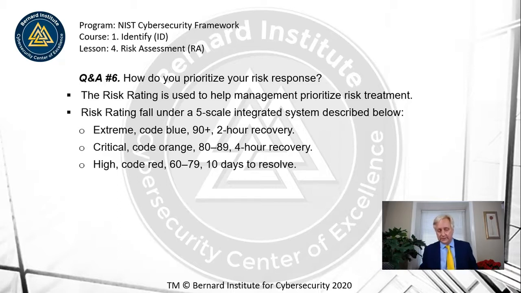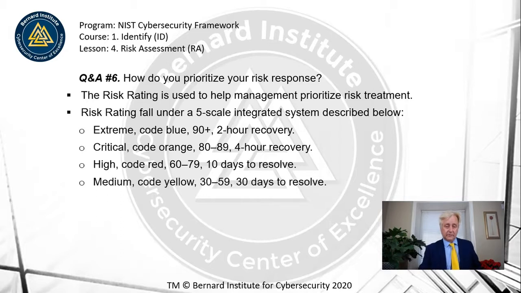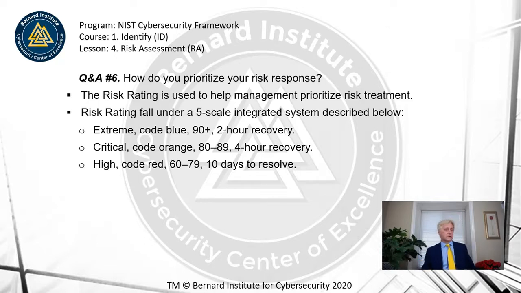So for instance, high criticality, that's a code red, and all of these have colors with them, as you noticed. Risk rating is between 60 and 79. It takes 10 days to resolve that type of risk. Medium is a code yellow, and it takes around 30 days to resolve. So you have more time. High could probably fit into a change window, because usually we have change windows once a week.